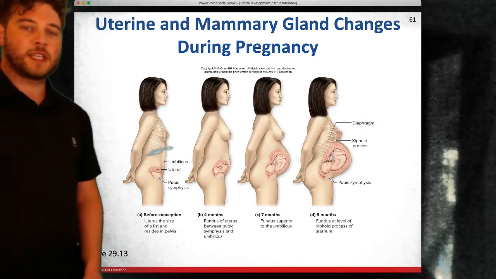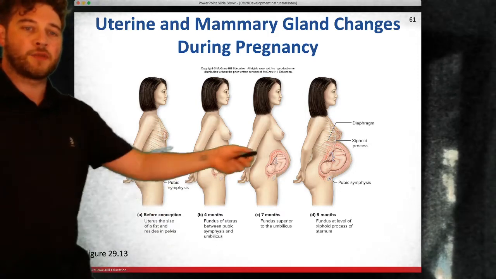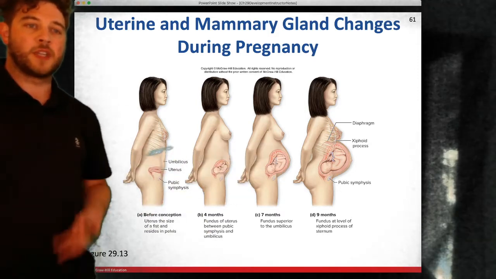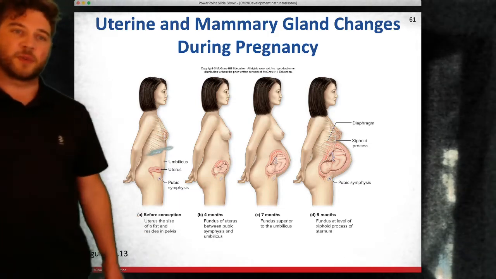So there you can kind of see how it starts off very low, very small, and then rapidly starts to expand to impinge on all the organs. No wonder it's uncomfortable.